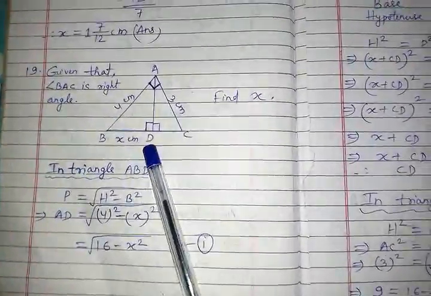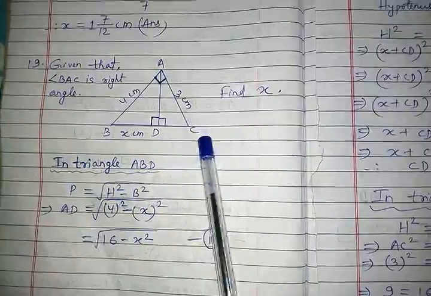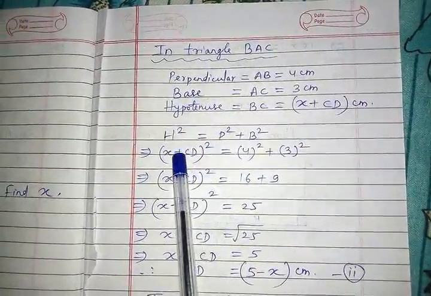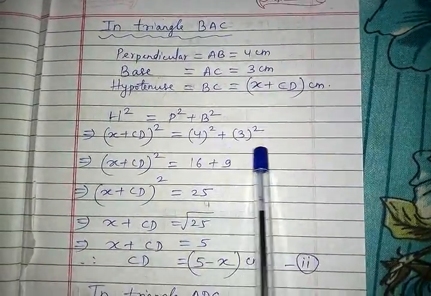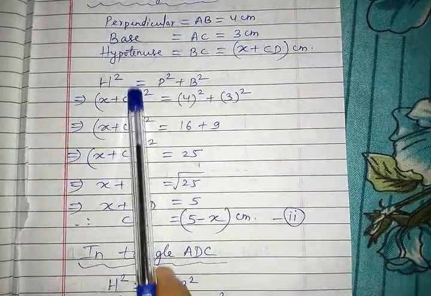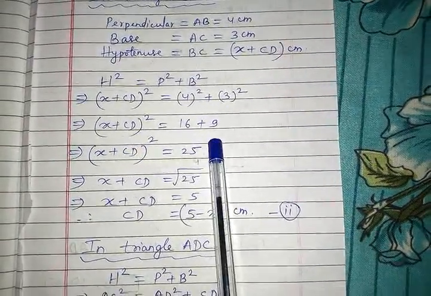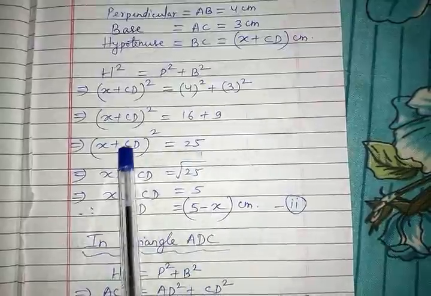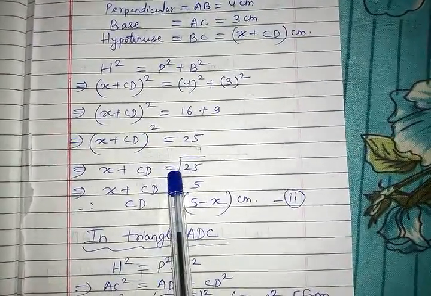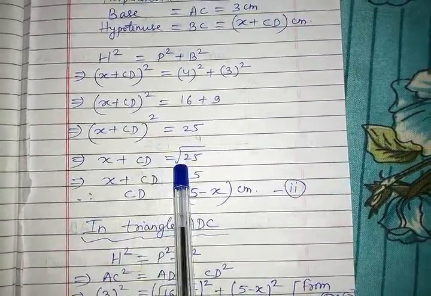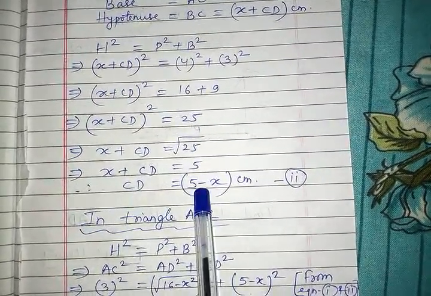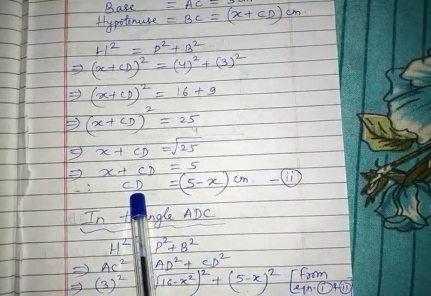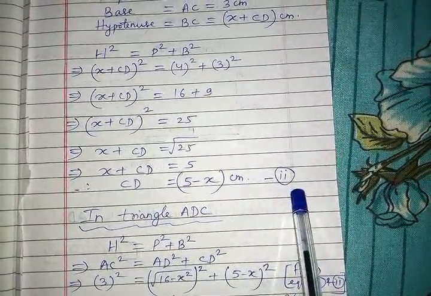And here you can see h is x plus CD. Same thing I am writing, x plus CD. P here will be our 4 and base will be 3. So here 4 square plus 3 square. Now 4 square is 16, 3 square is 9, 16 plus 9 is 25. If I remove the square here, I will get root over here. So x plus CD equal to root 25, x plus CD equal to 5. So CD equal to 5 minus x. So the value of CD is 5 minus x, equation 2.